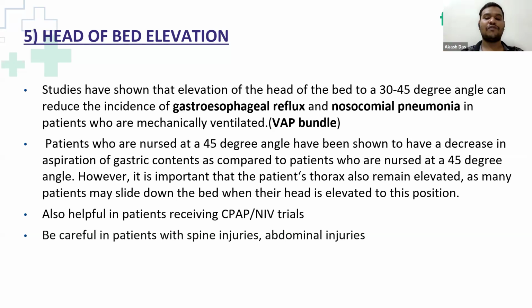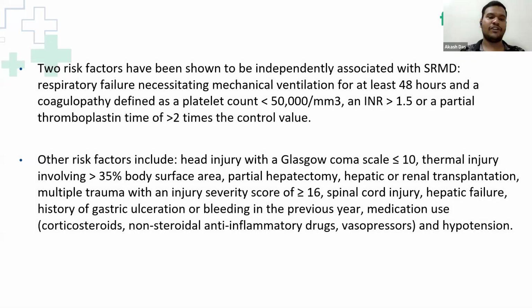Patients who are nursed at a 45-degree angle have been shown to have a decrease in aspirates, and whenever this is done, they always have less risk of developing ventilator associated pneumonia. Also helpful in patients receiving CPAP or in IV trials. Be careful in patients with spine injuries and abdominal injuries. So always have a look at abdominal elevations.